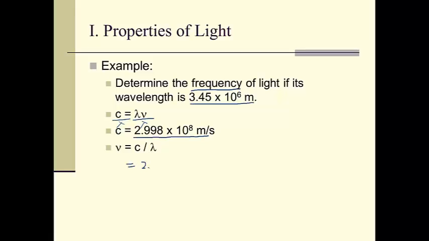So, frequency, divide both sides by lambda, must be equal to c over lambda. When you plug those numbers in, 2.998 times 10 to the 8 meters per second, and then you're going to divide by 3.45 times 10 to the 6th meters. The units cancel out, and what you're going to be left with is just going to be 1/seconds, which is what we expect. And you can do the rest of the math yourself.